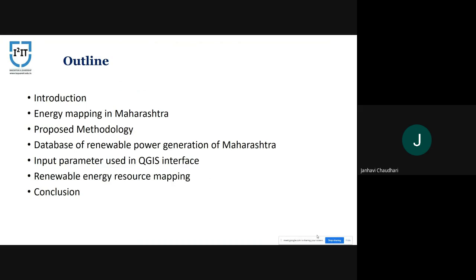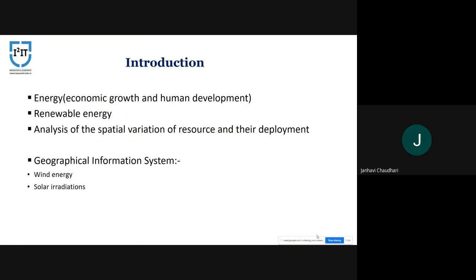This is the outline of the presentation. The first part is the introduction. Energy is one of the most important inputs for economic growth and human development. The sustainability of the future energy system is critical for sustainable development.